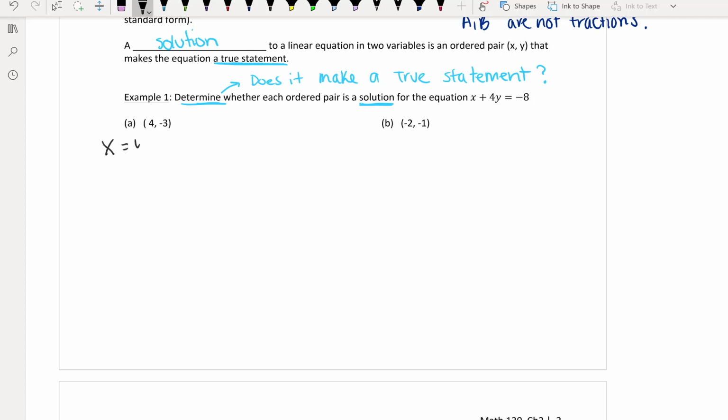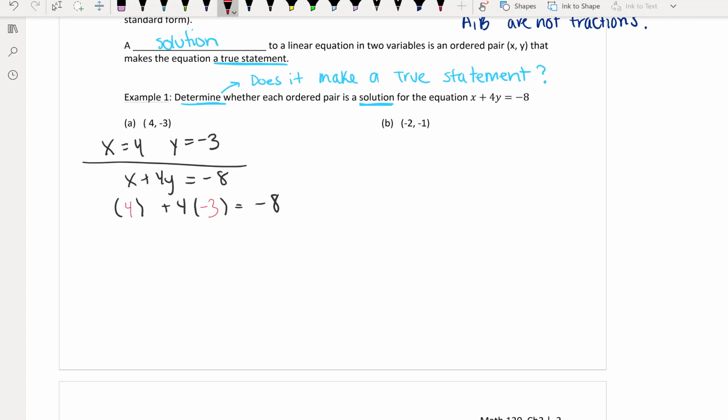So my x value is 4, and my y value is -3. So I'm going to plug these values into x plus 4y is equal to -8. And I like to put parentheses where I'm going to plug in my values, so that makes it a little bit easier to see. So the x value I'm plugging in is 4, and the y value is -3. I want to know, does this make a true statement? So I have 4 minus 12, and 4 minus 12 is going to give me -8, which is perfect. So -8 is equal to -8. So this was definitely a true statement.